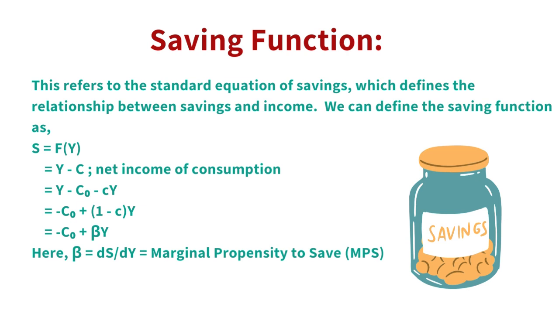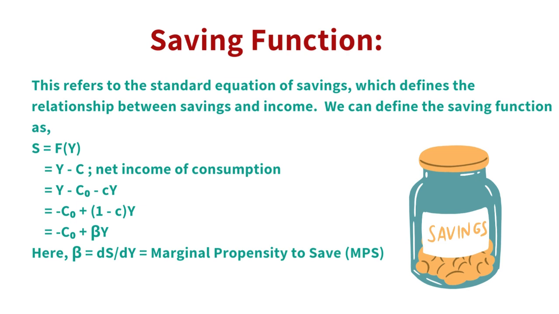Then next topic is saving function. This refers to the standard equation of savings which defines the relationship between savings and income. We can define the saving function as S equals f(y). That equals, we can write y minus c, net income of consumption.